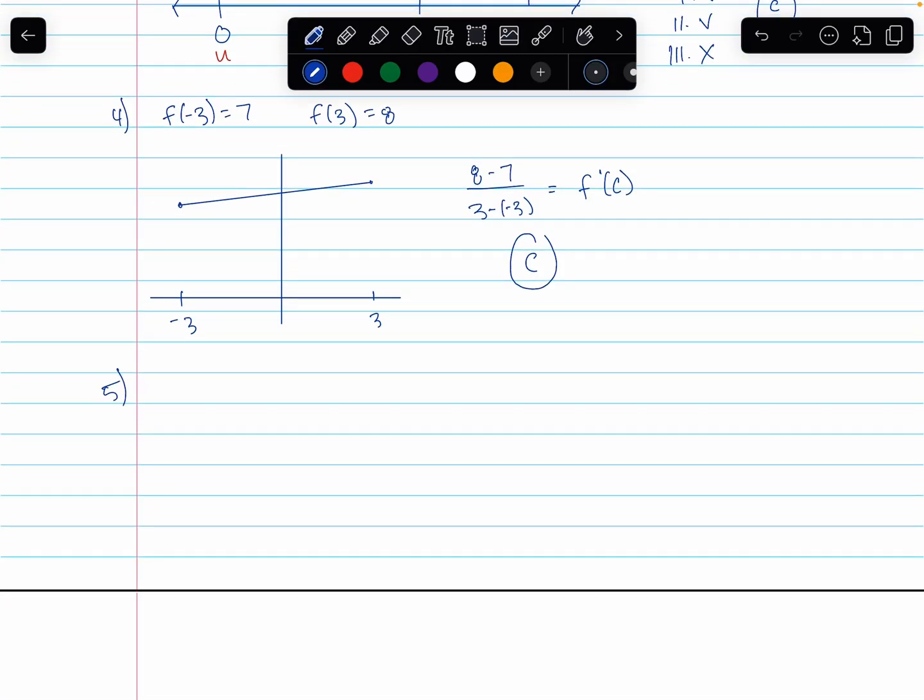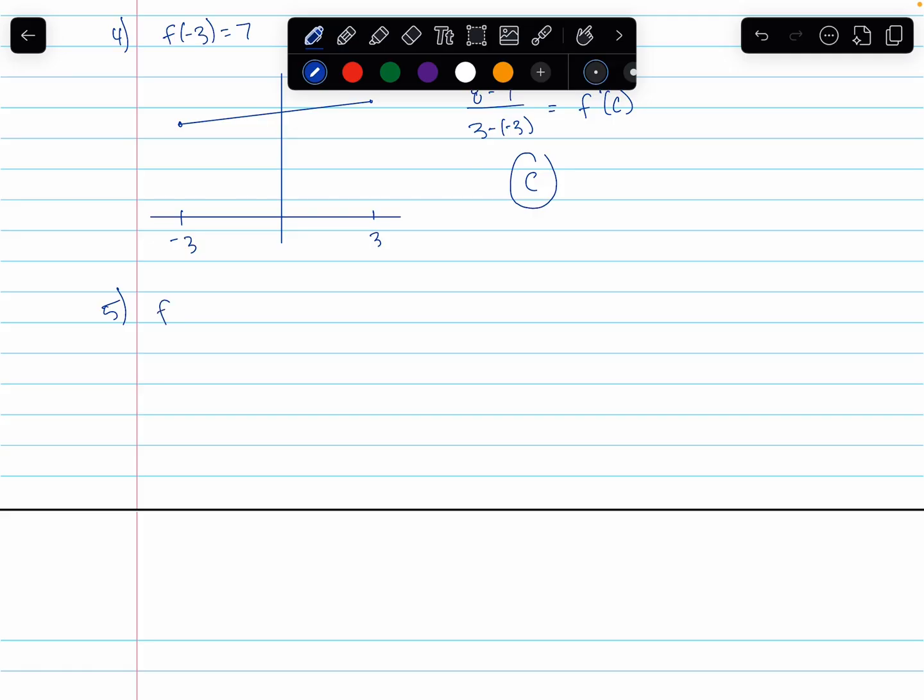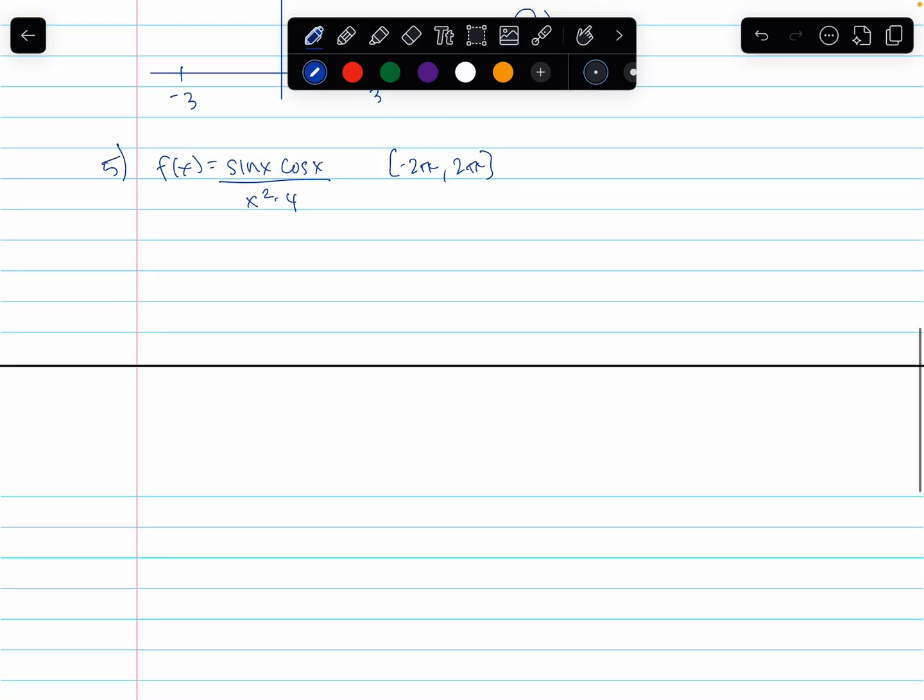Alright, for 5, so we got, let f be the function given by f of x equals sine of x, cosine of x over x squared minus 4, on the closed interval from negative 2 pi to 2 pi. On which of the following closed intervals is the function guaranteed by the extreme value theorem to have an absolute maximum and an absolute minimum?